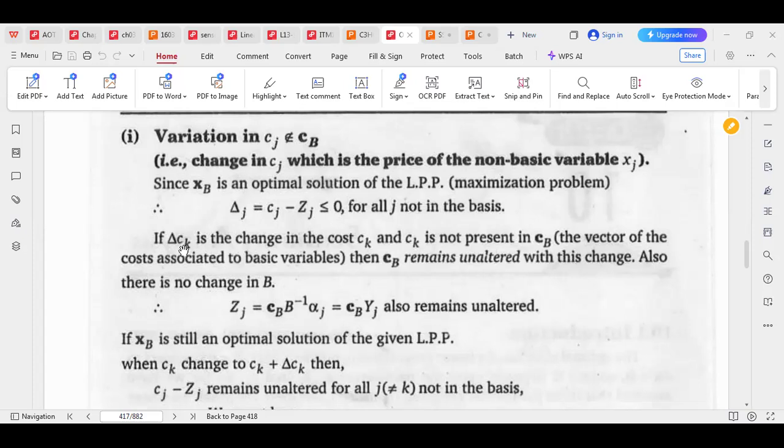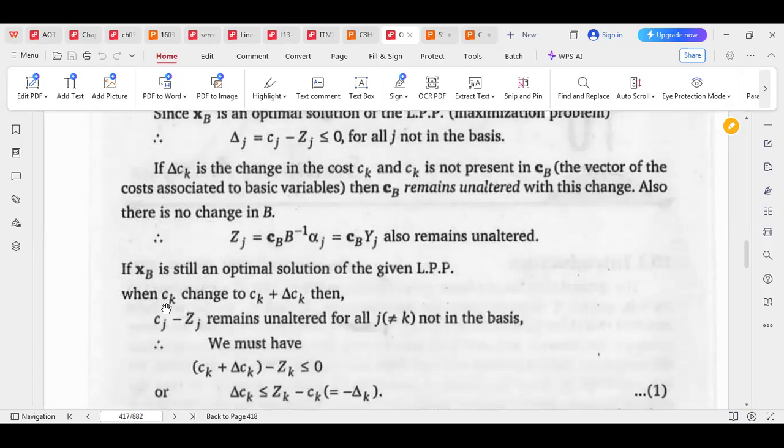If there is a slight change del ck in the cost vector ck, and ck is not present in the basic cost vector associated with the basic variables, then the basis remains unaltered with this change. Also, there is no change in the basis matrix B, and z equals CB B inverse, which we can denote as CB B inverse equals Y, also remains unaltered. If XB is still an optimum solution of the given linear programming problem when ck changes to ck plus del ck, then cj minus zj remains unaltered for all j not in the basis.